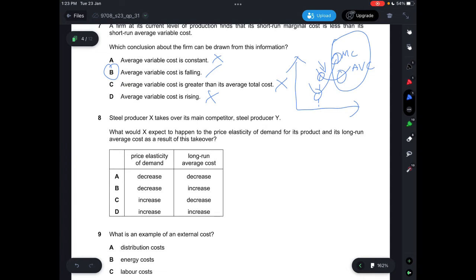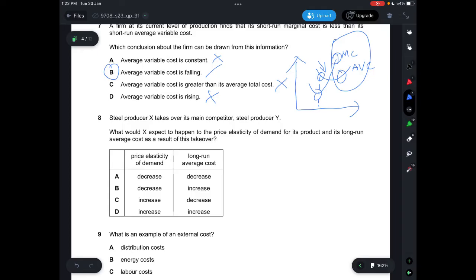Question 8. Steel producer X takes over its main competitor, steel producer Y. What would X expect to happen to the price elasticity of demand for its product and its long-run average cost as a result of this takeover? So when you decide to take over a company, let's say in this case it's a duopoly, or in this case oligopoly, because duopoly doesn't exist in the A2 textbook.